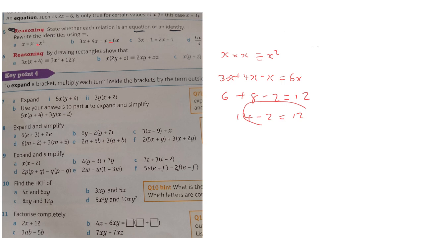Now, what about this one? What do you think about that? It says 3x minus 1 is equal to 2x plus 1. Is this going to be an identity or an equation?